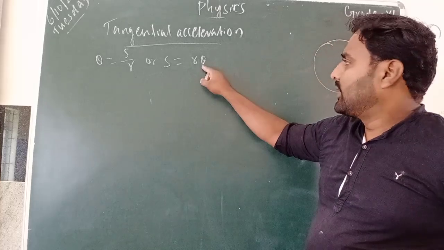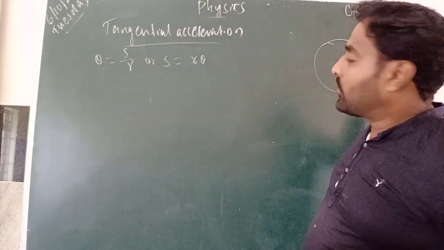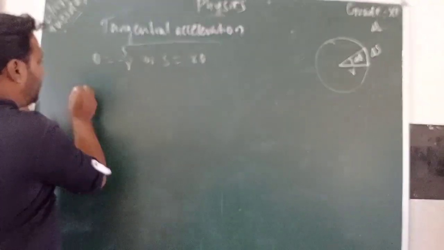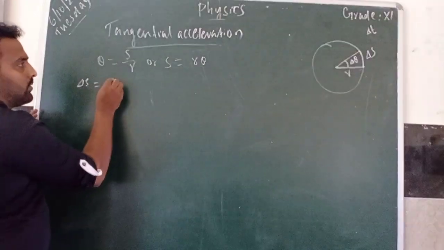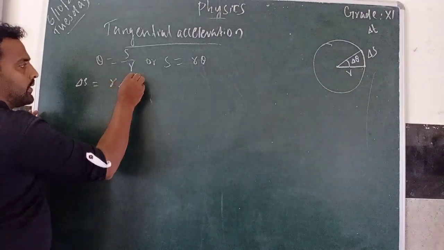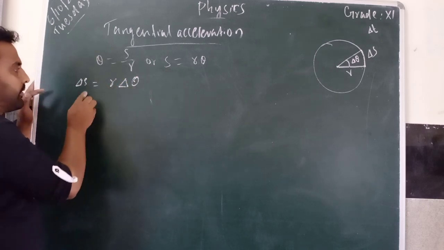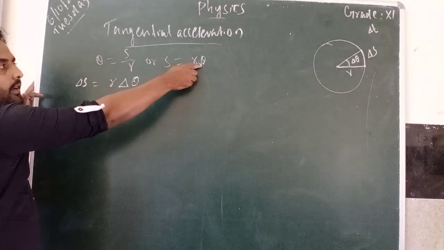So here, this is a basic relation. This equation you can write in terms of angular displacement. Then how you can write delta s equal to r delta theta. The same equation we are writing: delta s equal to r delta theta.